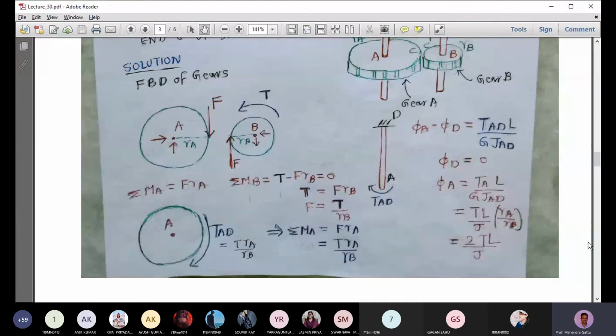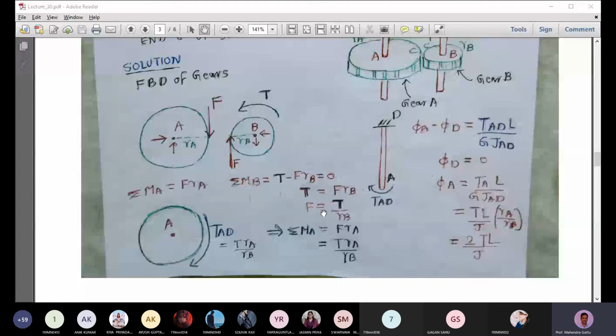So in gear B, what is happening? We have the twisting torque, the resistance F, and we can apply the moment equilibrium at point B. So these reactions will produce zero moment, and the anticlockwise torque T is balanced by F times RB. So T minus F RB is 0, so T is F RB. And we get the contact force F to be equal to T by RB.